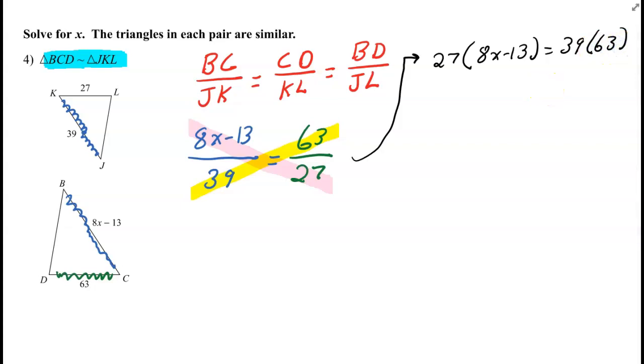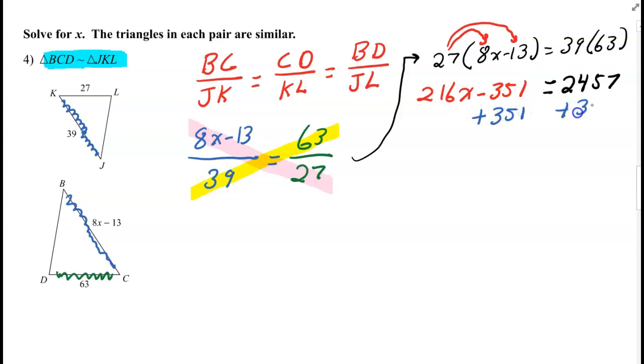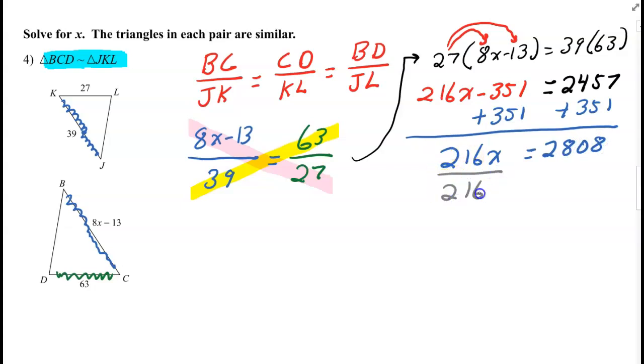Using my calculator on the right hand side, 39 times 63 is 2,457. On the left hand side we have to distribute. So when you distribute, you get 216x minus 351. I'll add 351 to both sides. Using my calculator, I get 216x is equal to 2,808. And then I'll divide by 216. And x is equal to 13.